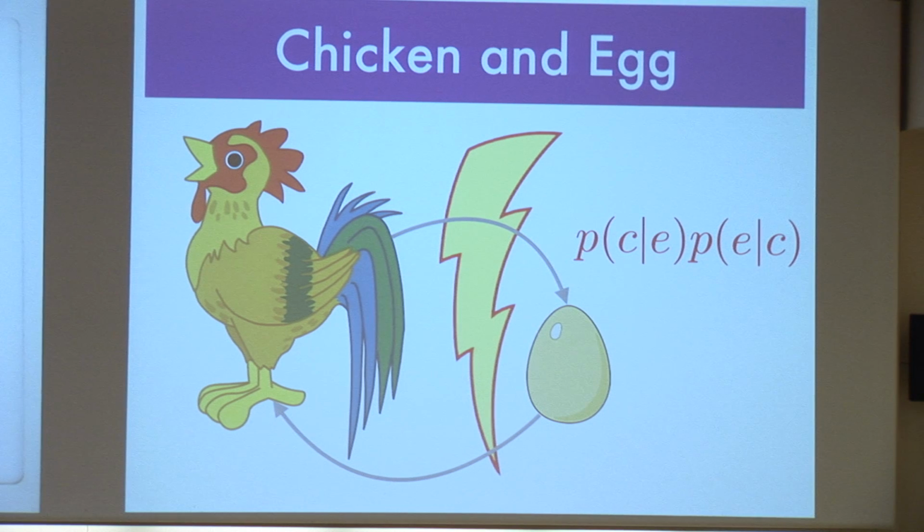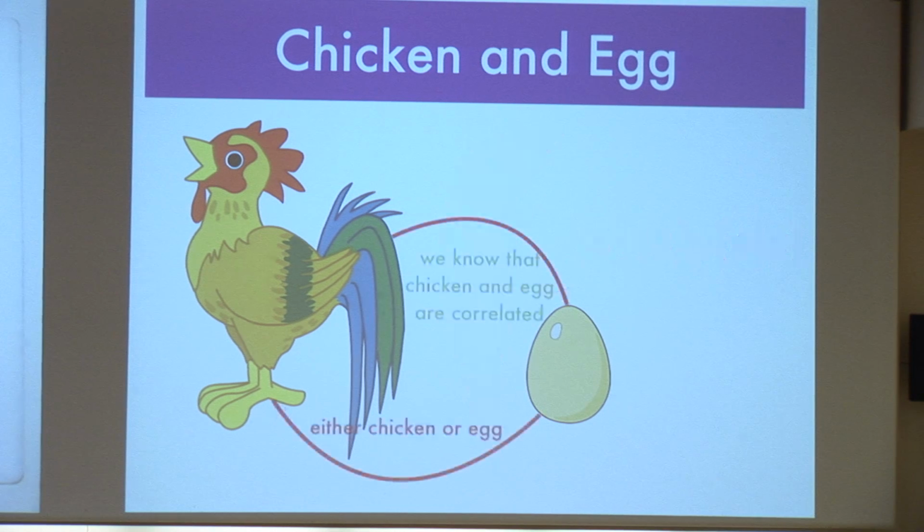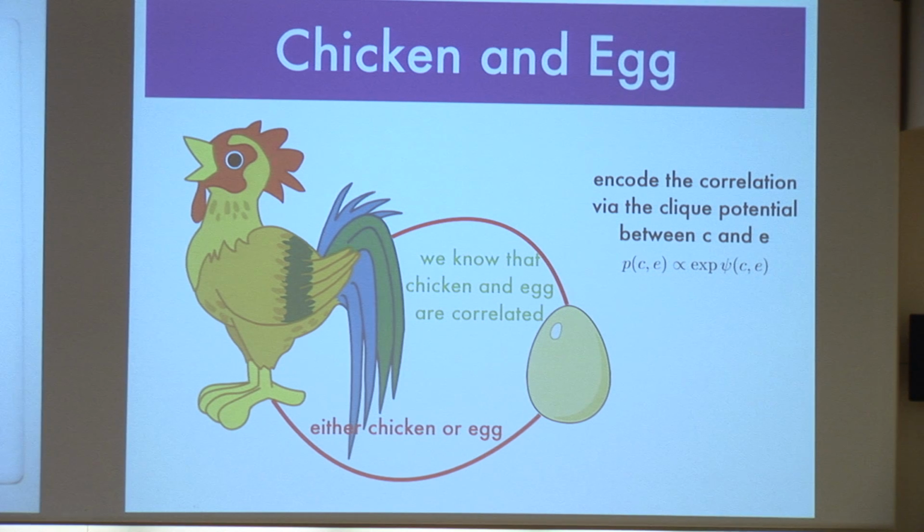But what we do know is that chicken and egg are, after all, correlated. We have no exact clue how they both came about at the same time. But we know that, you know, it's going to be either the chicken or the egg or whatever. So let's just encode that into some joint compatibility function. So we take some function P of C and E, and we just make it proportional to e to some psi of C and E. So that's going to get us into exponential families territory. And we know they're correlated, right?